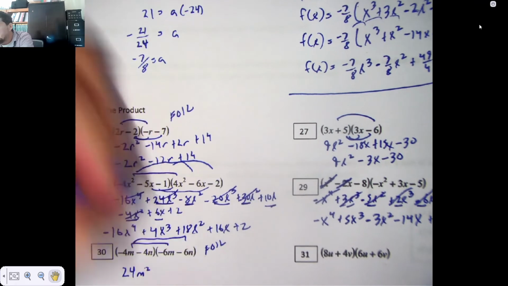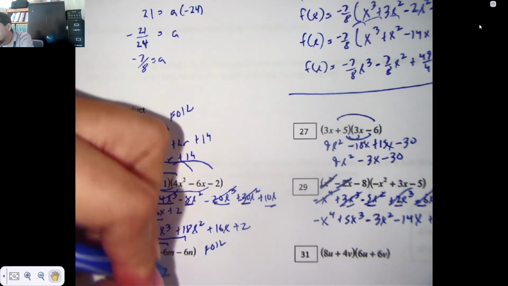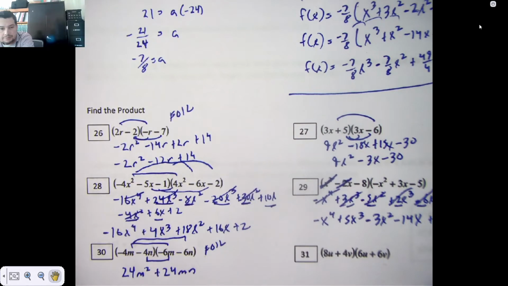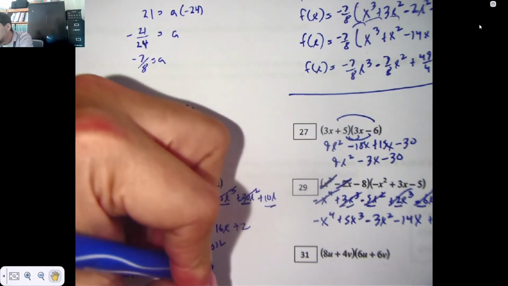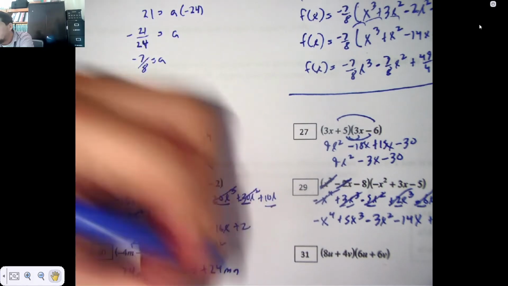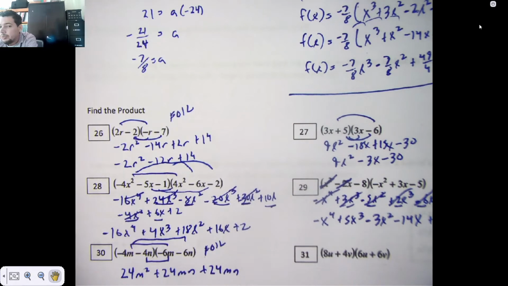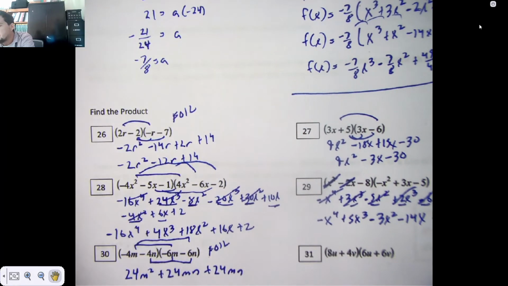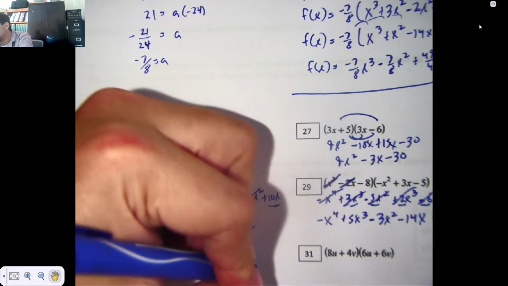Negative 4m times negative 6m is 24m squared. Then we have a positive 24mn. We also have another positive 24mn right there. I guess you could write nm, but alphabetical order, lmno. And then we have plus 24n squared.